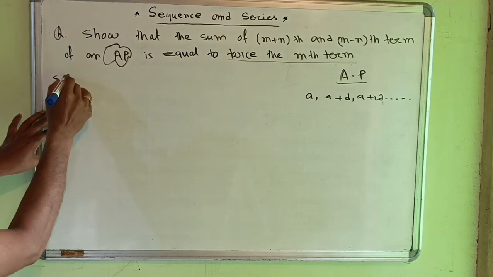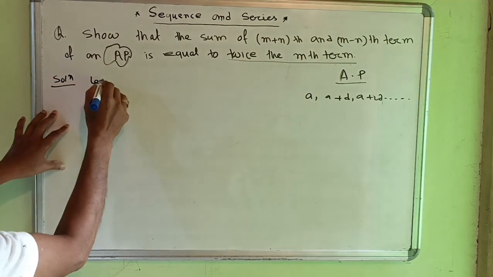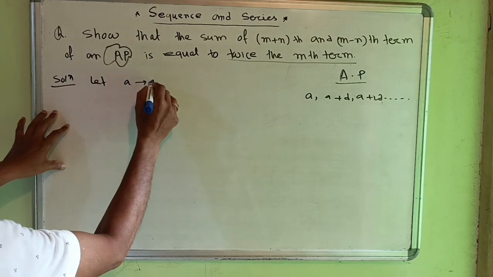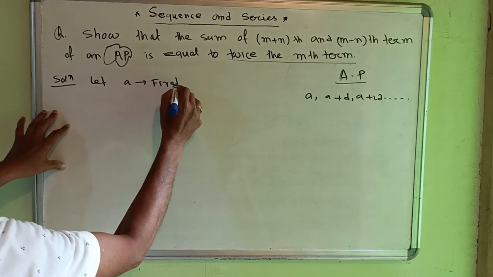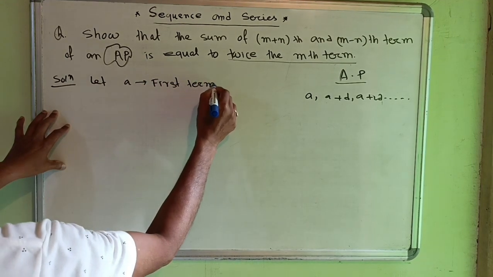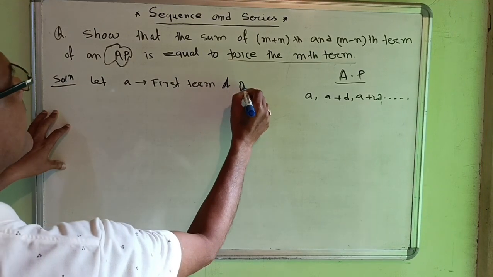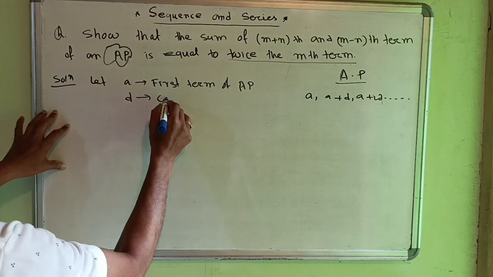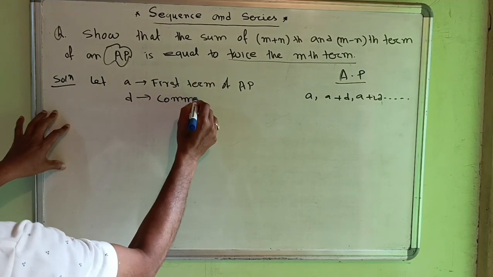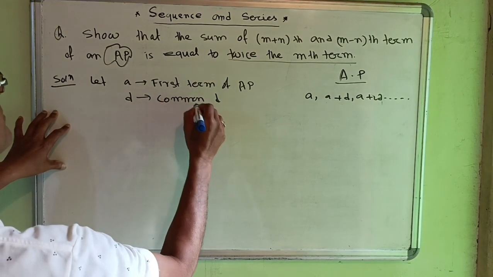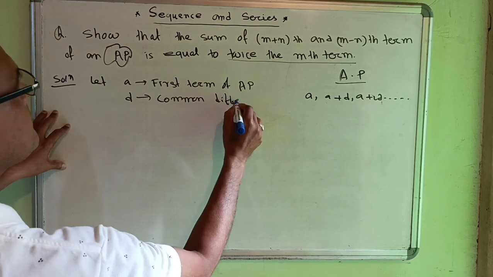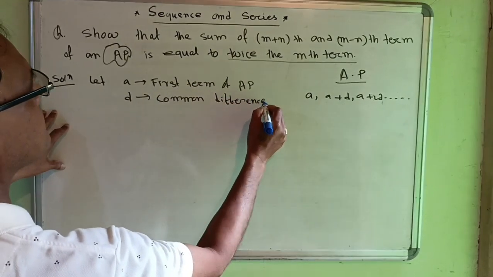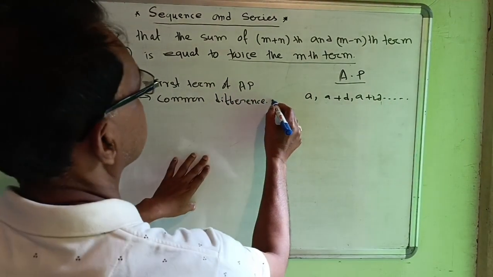Solution: let a equal the first term of the AP, d the common difference of the AP.